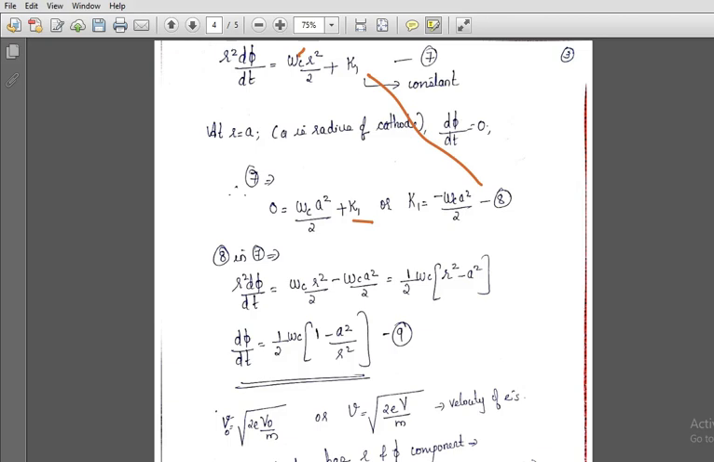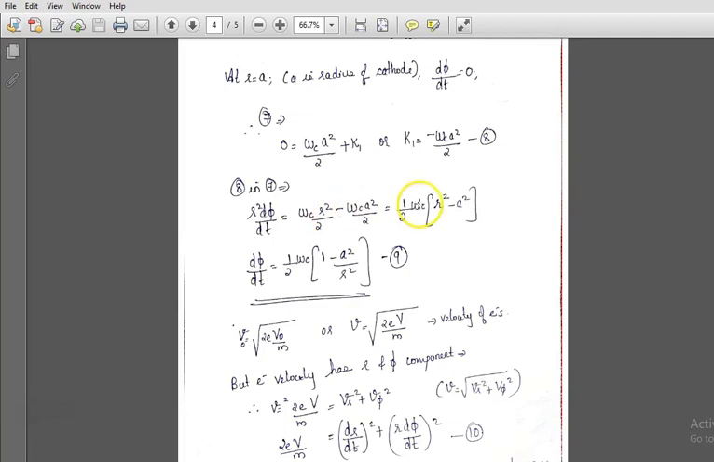Half is common, half omega c into r square minus a square. And again, what is d phi by dt? d phi by dt is equal to half omega c. So we have put equation number 8 in equation number 7, and we have obtained r square d phi by dt is equal to 1 by 2 omega c into r square by a square.